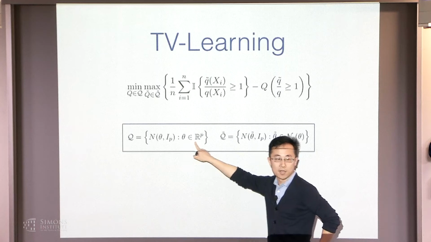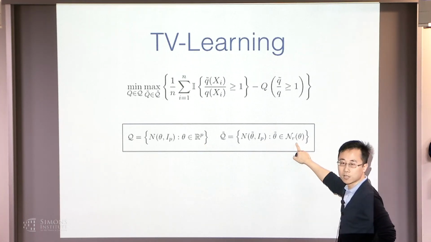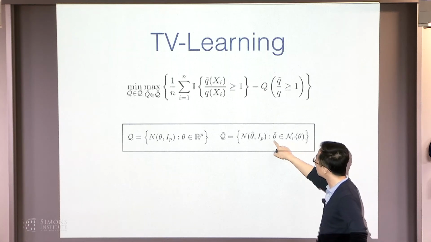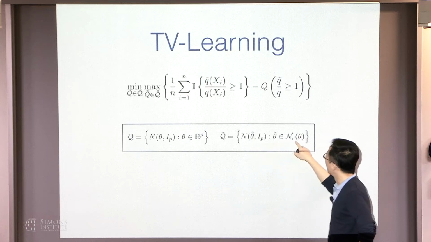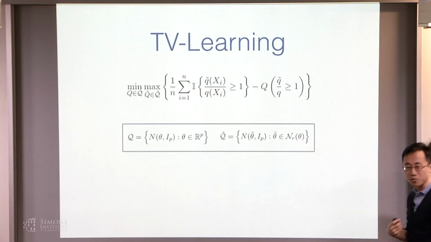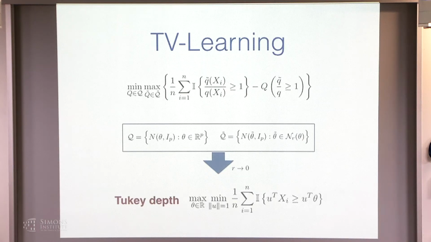That's the natural choice. For the second class, we also take the normal location model, but the difference is that we take theta tilde to be only in the neighborhood of theta with radius r. I'm doing that because you only need to distinguish theta that are close from the truth. Okay? So once you have this choice, then I'm going to send the radius r to 0. What I can obtain from this process is exactly the definition of Tukey median.